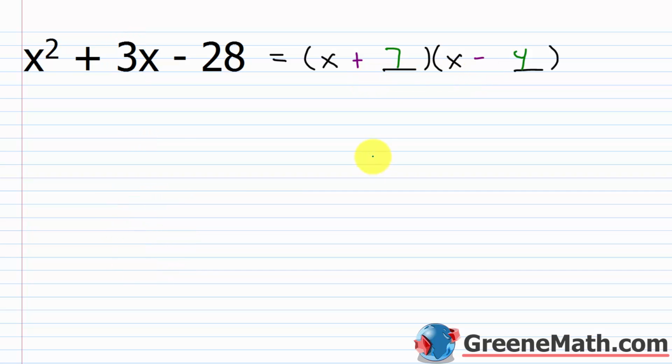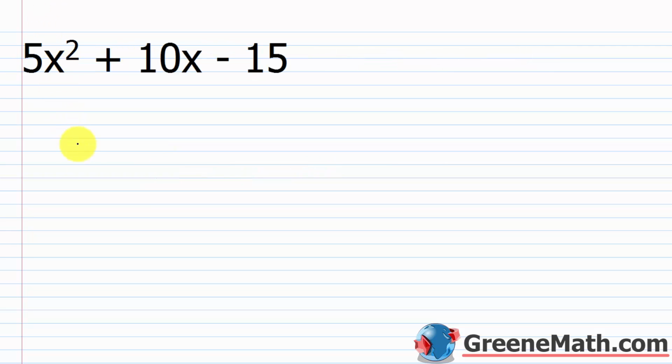Now to check this, we can FOIL. x times x is x squared. The outer would be minus 4x. The inner would be plus 7x. And the last would be minus 28. Combining like terms here, you'd have plus 3x. So you'd have x squared plus 3x minus 28, which is, again, what we started with right here. Okay, so we know we have the correct factorization. All right, let's take a look at another one.